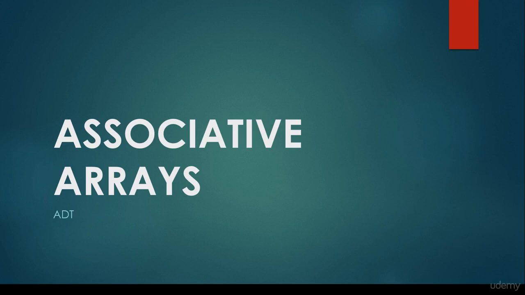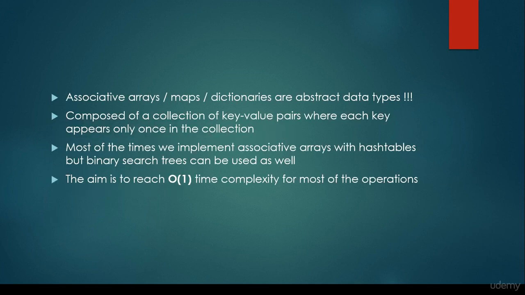Hi, in this video we are going to talk about the so-called associative arrays abstract data types, so let's get started. Okay, so the associative arrays or maps or dictionaries are abstract data types.